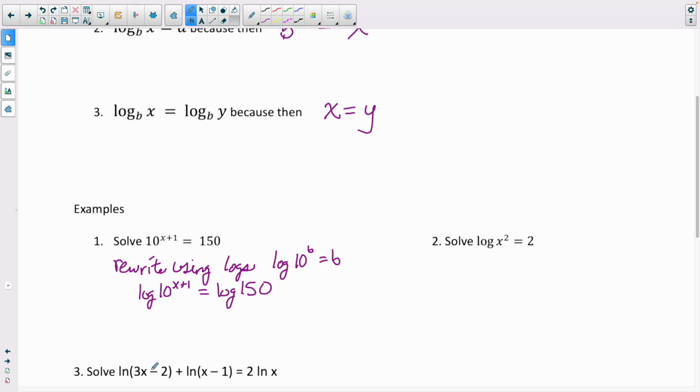So I'm taking the log of both sides. Right? Now, log base 10 of 10 to the x plus 1 is just x plus 1 because log of 10 is 1. Right? So we're going to move that to the front. And that leaves you with log base 10 of 10, which is 1. So x plus 1 equals log of 150. And so to solve for x, I just subtract 1 from both sides. So minus 1 plus log 150. And that is my answer for x.